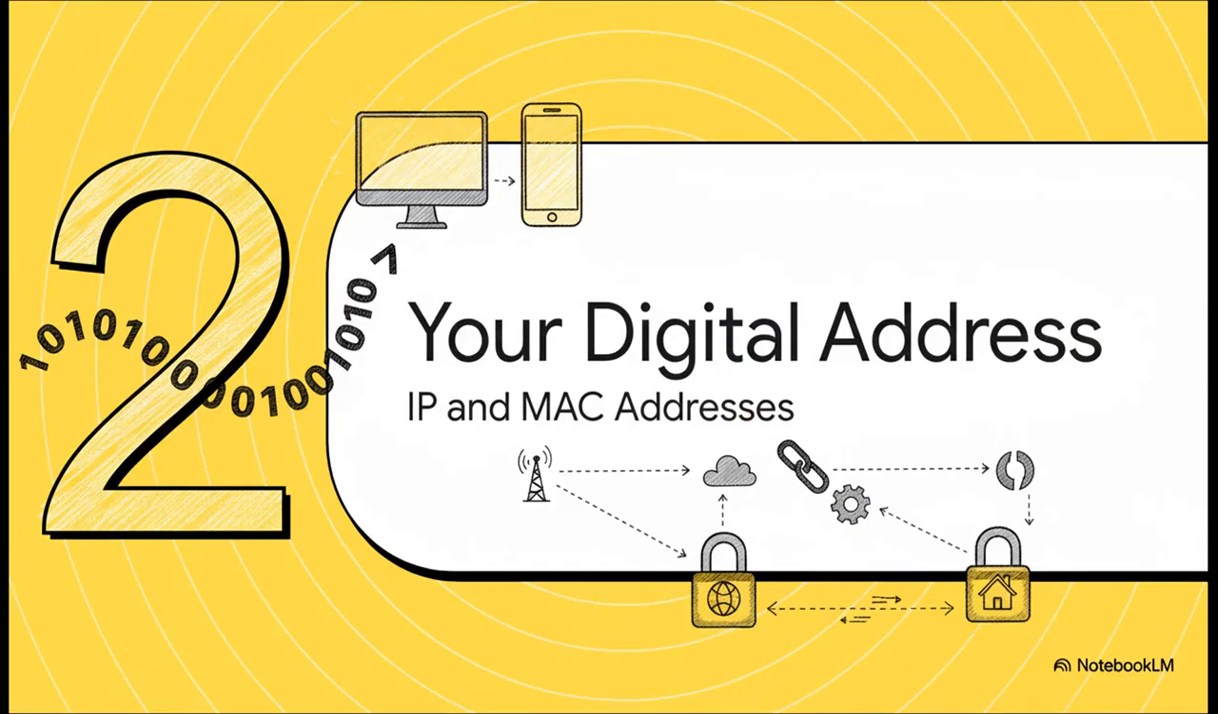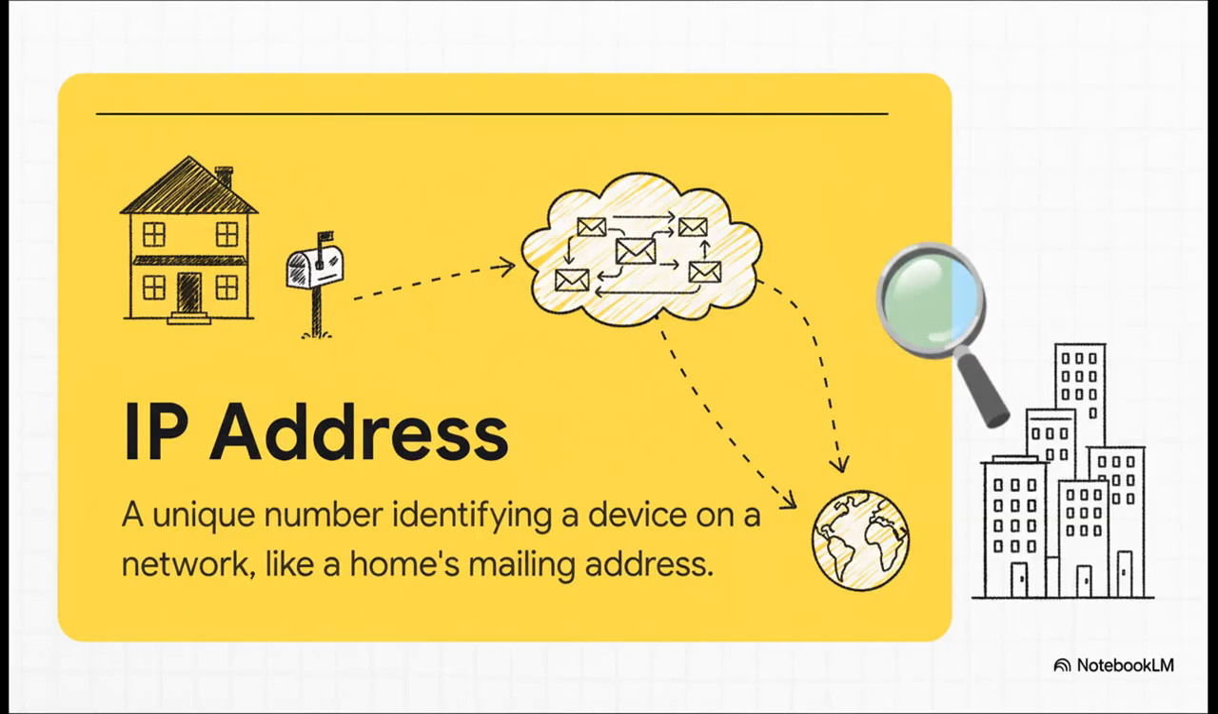So, we've got our data, this long string of ones and zeros. Now, for it to go anywhere, it needs an address. But here's where it gets interesting. To get anywhere on the internet, it doesn't just need one address. It actually needs two completely different kinds. First up, you've got the IP address. You can think of this exactly like the mailing address for your house. It tells the massive global network of the internet which specific home or which office network to send the data to. Basically, it gets your data to the right neighborhood.